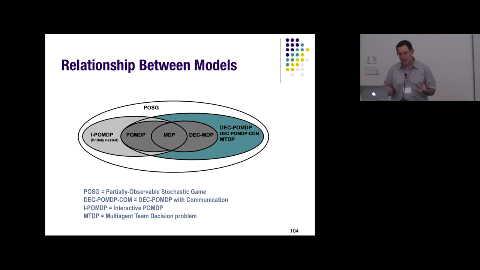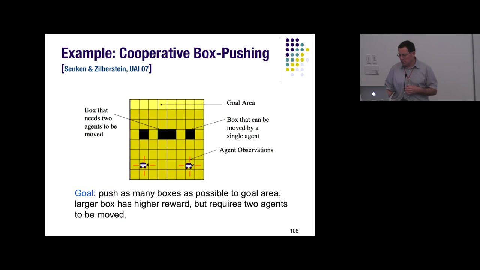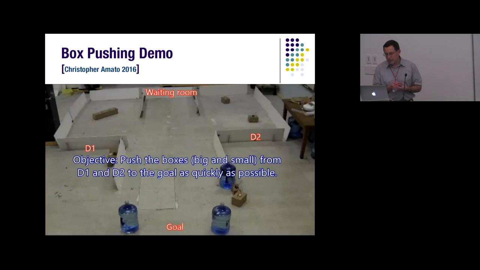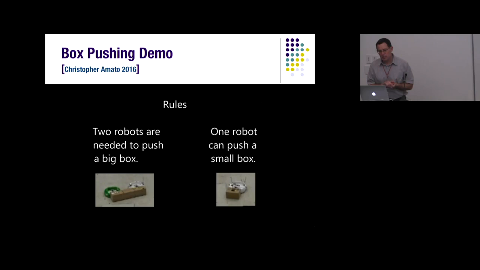And one of the early pieces of work looked at the complexity of these problems. I want to show you this work, it's self-explanatory, just watch it, by Christopher Amato, who is now a faculty member at Northwestern.